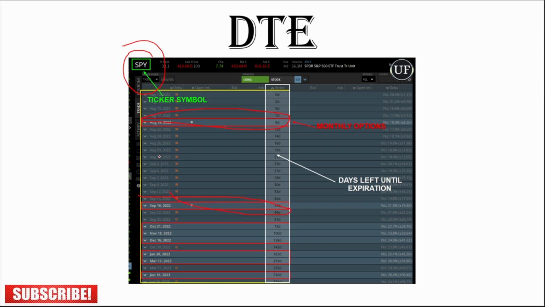The highlighted column in white illustrates the days left in the option contract until the option expires. So in this case here, 9 days. This one, 37. This one, 72, 100, 128, and so on. And the other rows not highlighted between the red boxes show the weekly and weekday option contracts. As you can see, we have 0 days, 2 days, 5 days, 7 days. In other words, these are the weekly expiration dates.